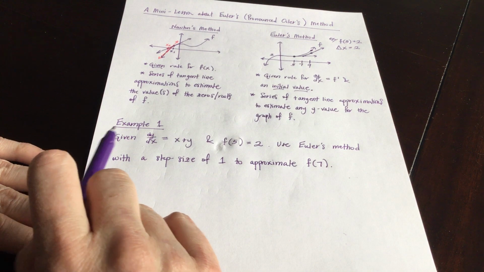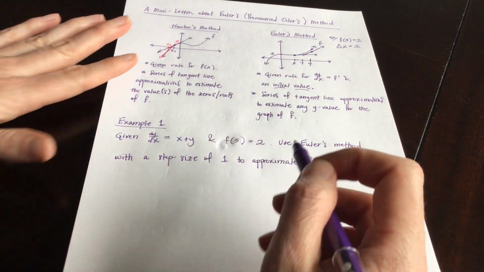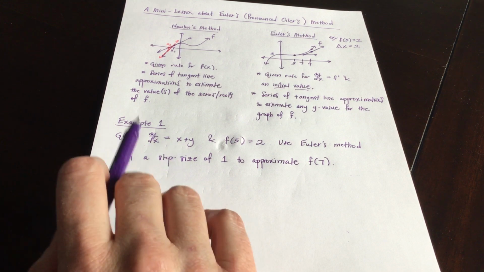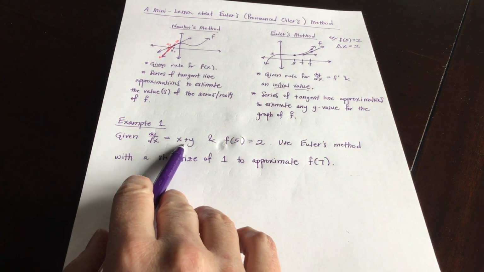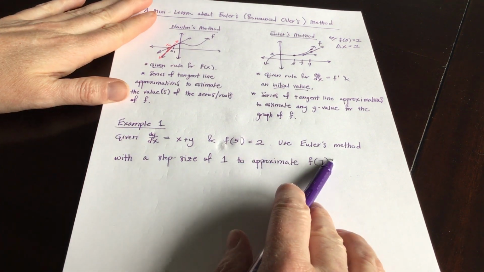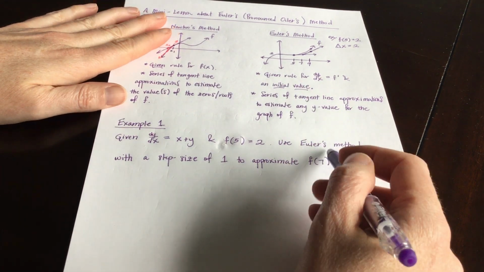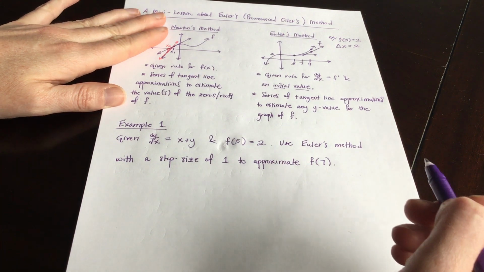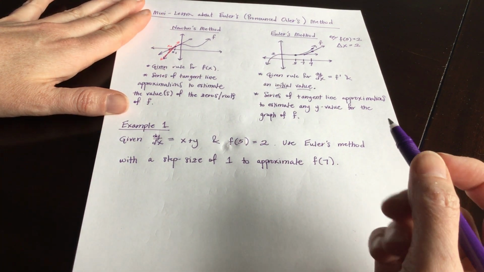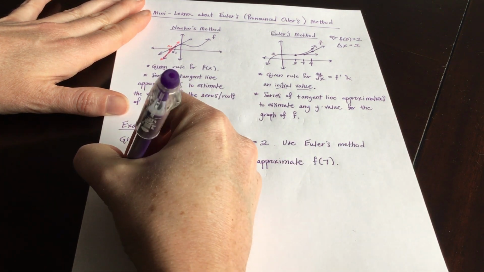Okay, so for this problem, notice that dy dx, this is not the kind of thing that we could solve by separating variables, and they do that on purpose. They don't want you to solve it by separating variables. They want you to use this numerical approximation method to show that you can do it, okay? So the first thing that we would do is, I'll just call this round 1.